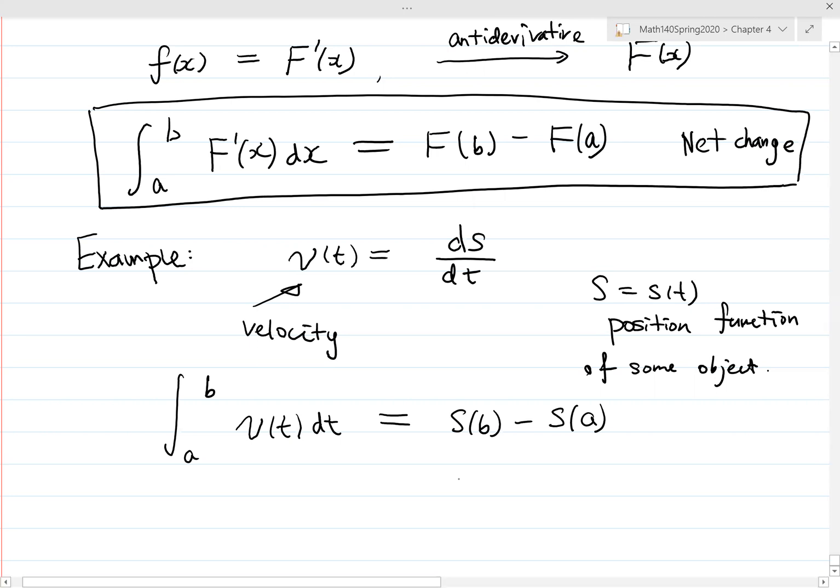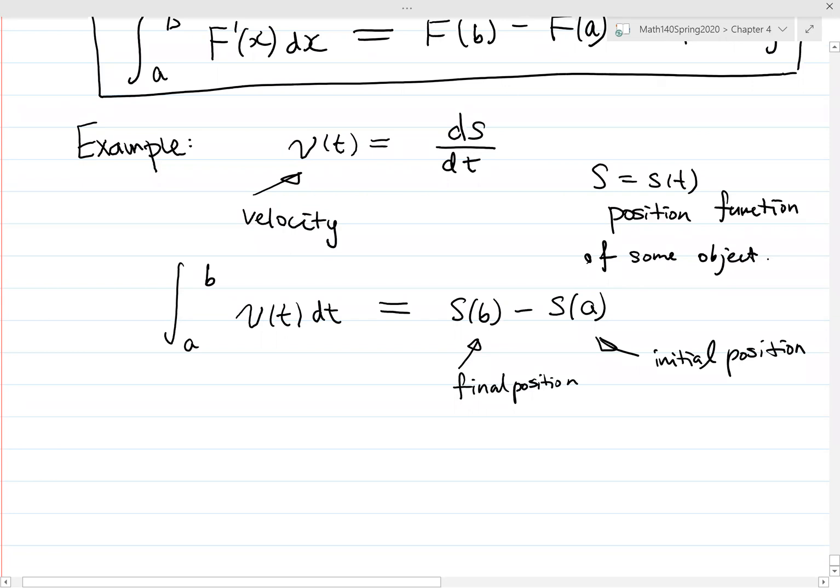So this is the final position, this is the initial position. The change of position is also called displacement. So this gives us the displacement. I.e., if we integrate velocity with respect to time from the initial time to the final time, then we get the displacement during the period.